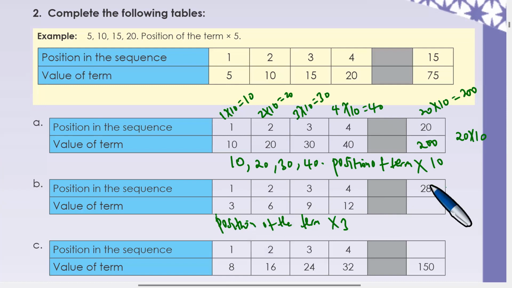So here is position of the term times what? So the position of the term is 28 times 3. What is 28 times 3? 84. Because according to the rule we are using, we are saying position of the term times 3. So what is 28 times 3? 84. 84. Well done. Next.